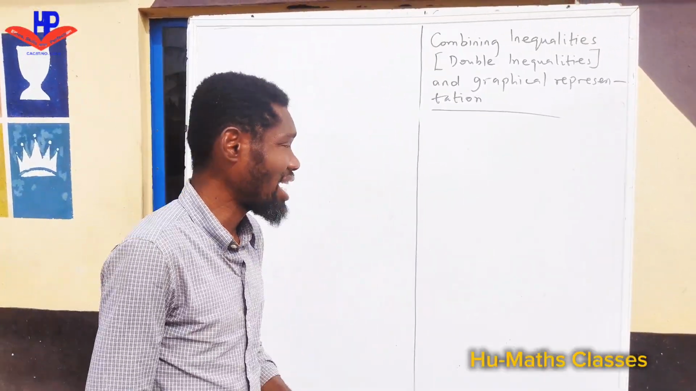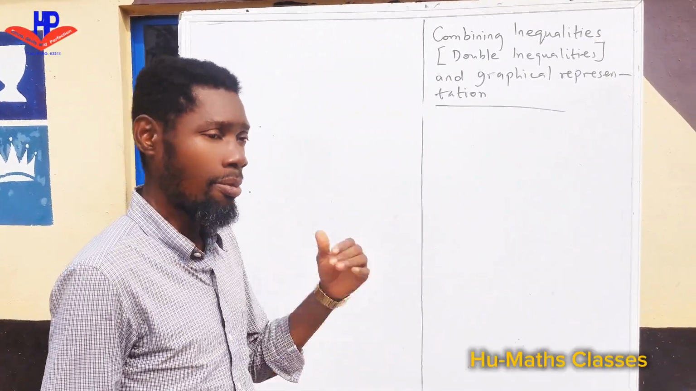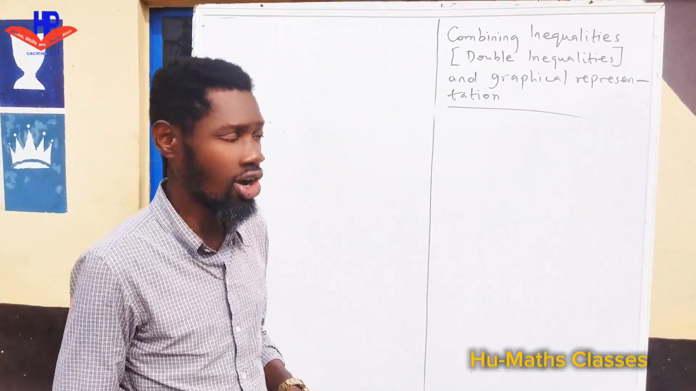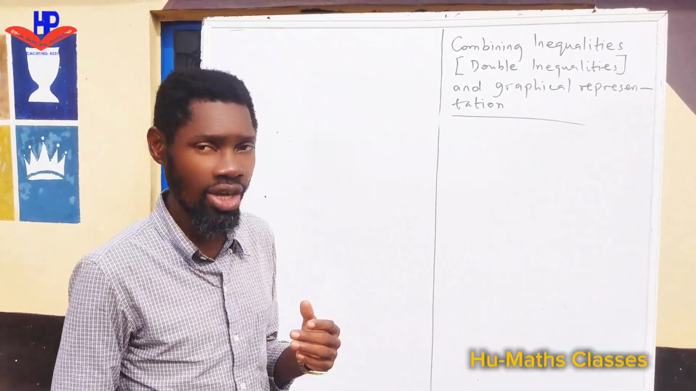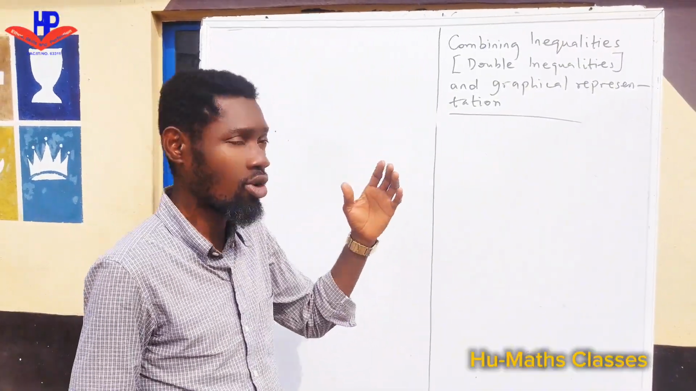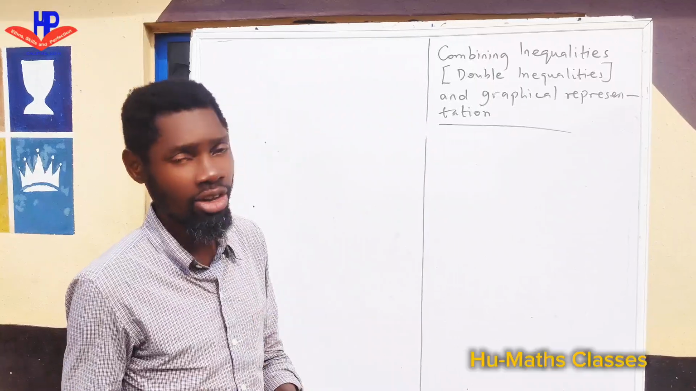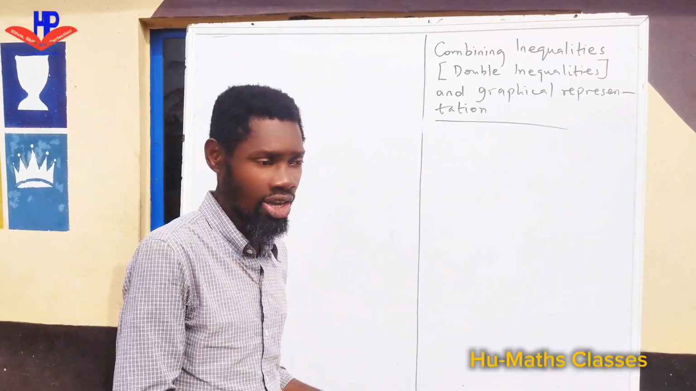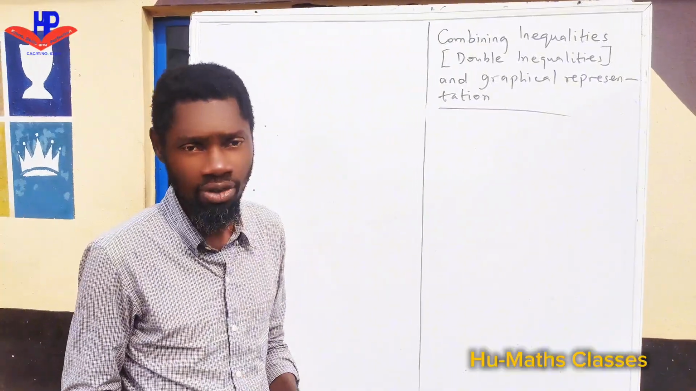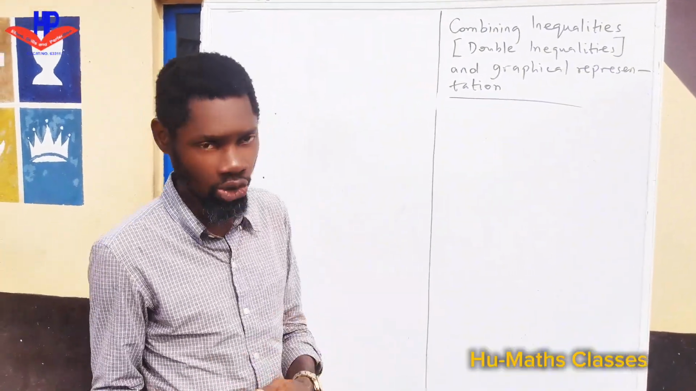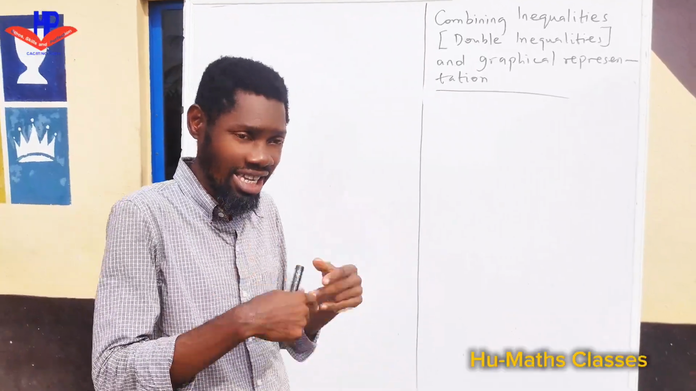So let's look at combining inequalities, or double inequalities. In our previous lessons, we've discussed exclusive inequalities and inclusive inequalities. This time around, we are combining exclusive and inclusive, exclusive and exclusive, inclusive and inclusive, inclusive and exclusive. So we are combining two different inequalities or the same inequalities.